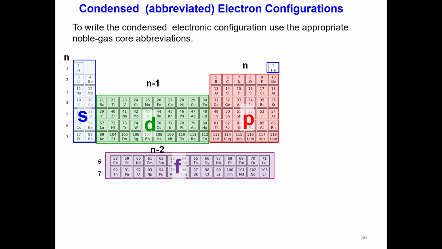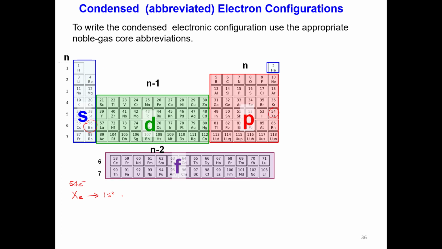Let's write the electronic configuration for xenon and for barium, and then we will see how we can write the electronic configuration in the condensed way. Let's write first for xenon. This has 54 electrons. Let's start here. This is 1s2.